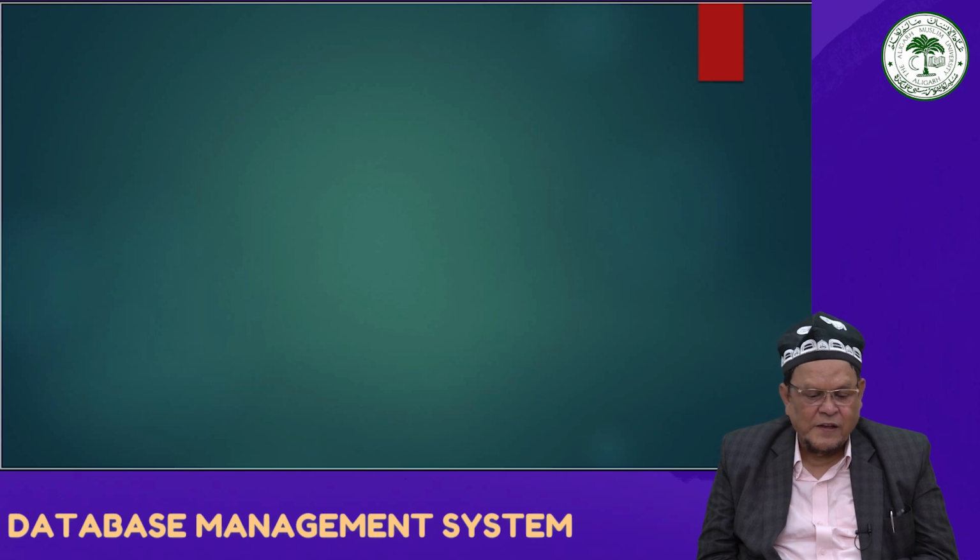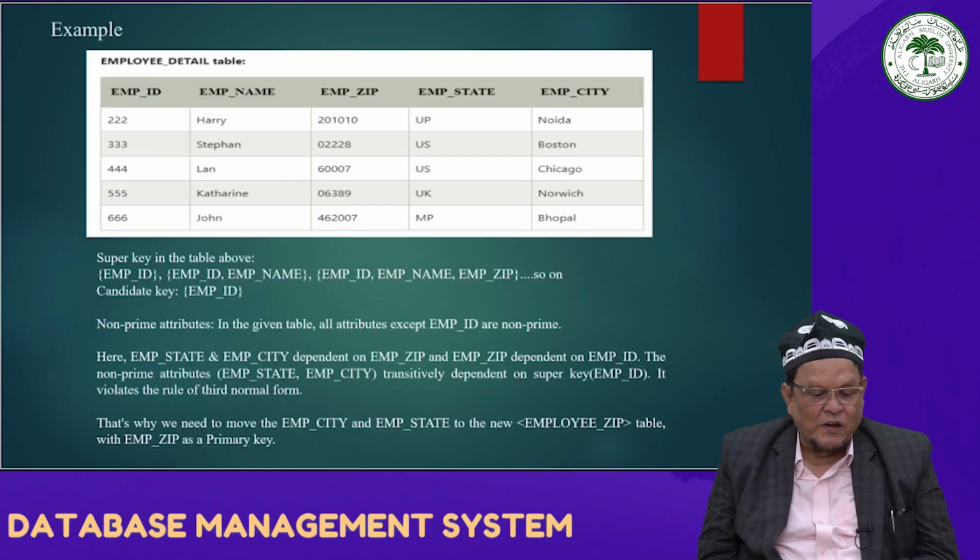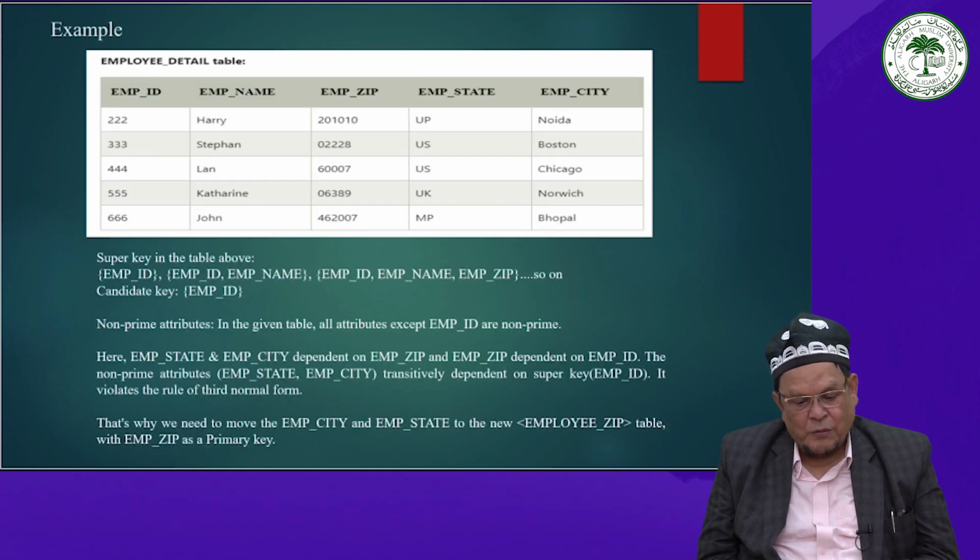Previously, all were in one table. So here the transitive dependency we are able to find. That's why we have to decompose.